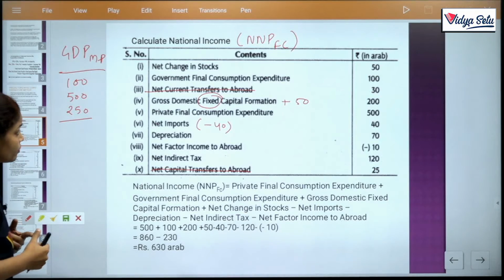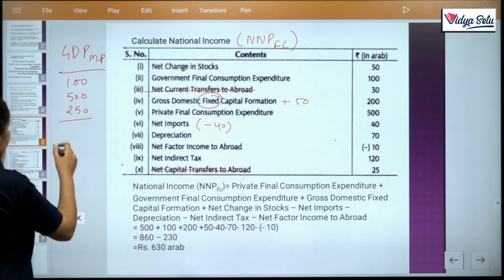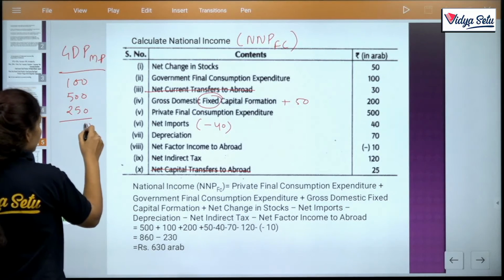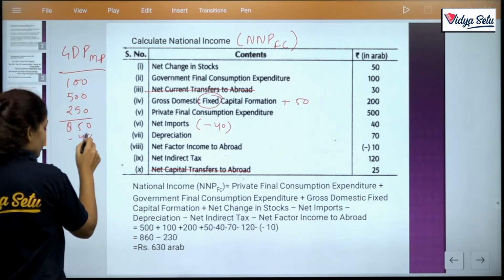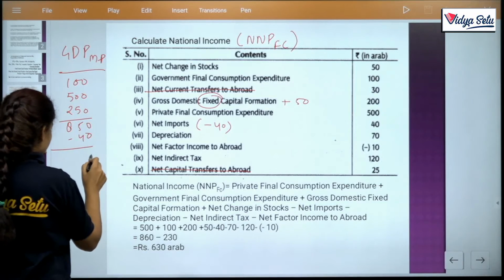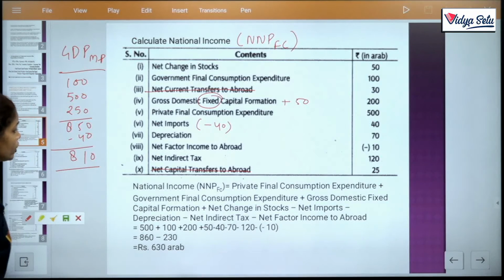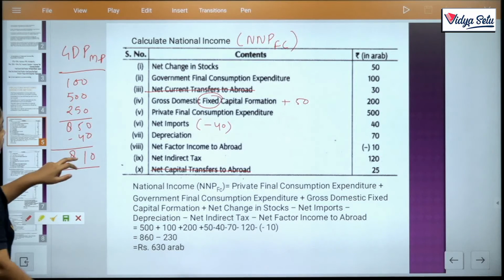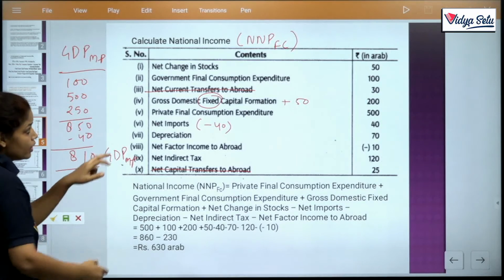C is done, C plus I is done, G is done, and net imports are minus 40. So 0, 5, 2 and 5, 7 and 8 minus 40, that is 0, 5 minus 4, 1 and 8. 8, 10 is your GDP MP. Clear? Now here is GDP MP and we have to calculate NNP FC.